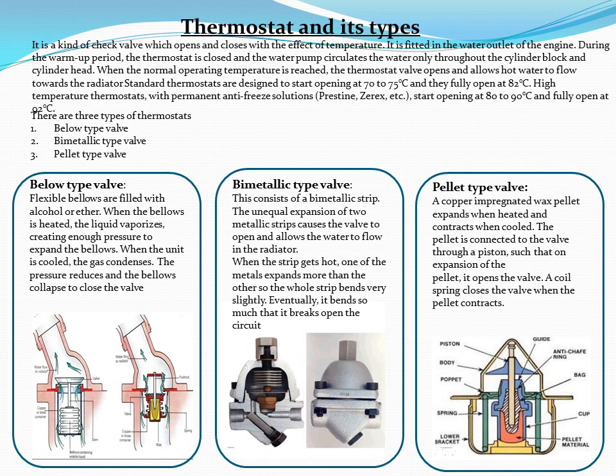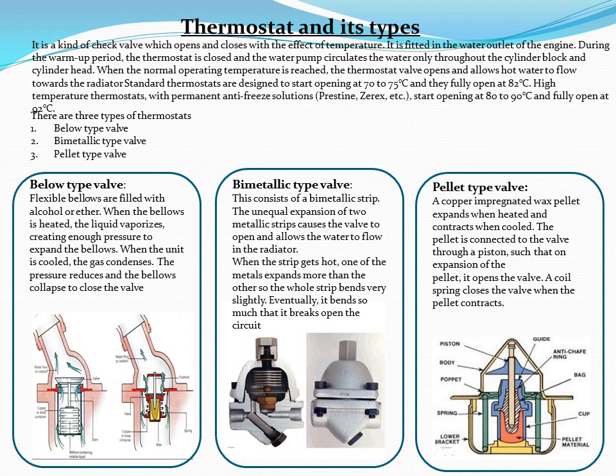Moving to the second type of thermostat, the bimetallic type valve. This consists of a bimetallic strip. The unequal expansion of two metallic strips causes the valve to open and allows the water to flow to the radiator. When the strip gets hot, one of the metals expands more than the other, so the whole strip bends very slightly. Eventually, it bends so much that it breaks open the circuit, as shown in the figure.